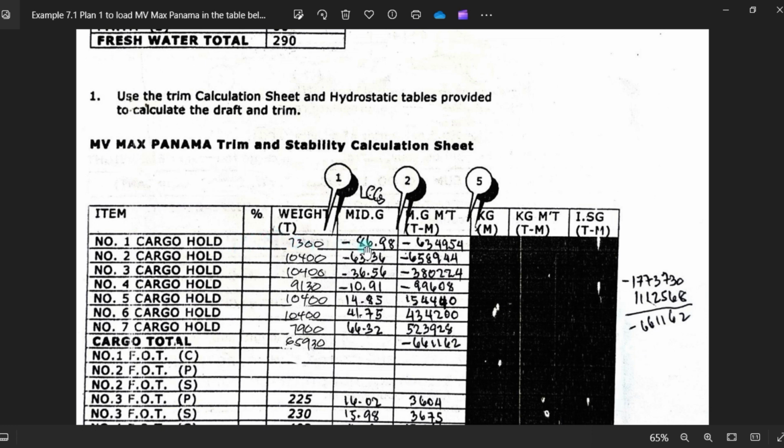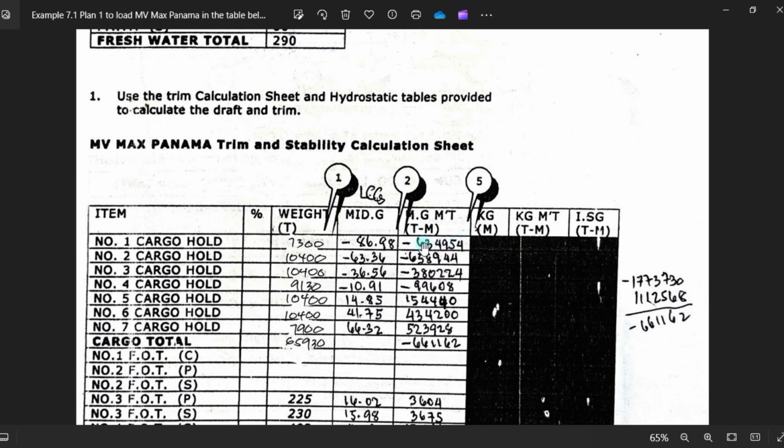LCG of hold number 1 is negative 86.98, and number 2 is negative 63.36, and so on until we get the LCG of hold number 7, which is 66.32. And this is the total cargo. You add the cargo from 1 to 7, then you have 65,930. Now the weight of hold number 1 times the LCG, then you have the longitudinal moments.